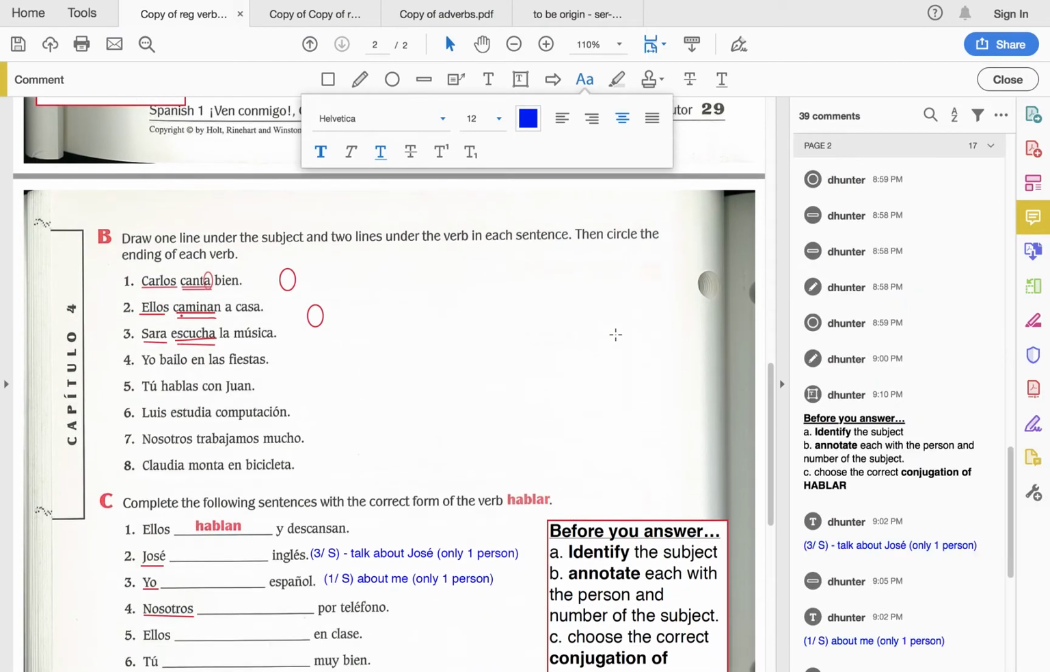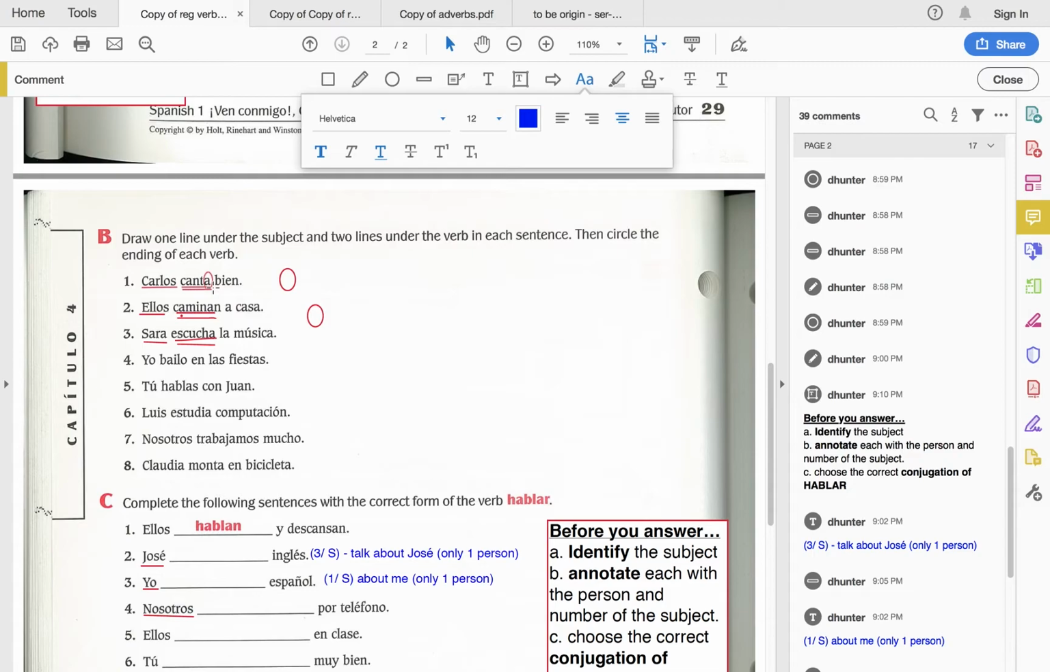Now with that in mind, we're going to jump into some practice. Part B is where you should for sure begin your practice. Part A is optional. Draw one line under the subject and 2 lines under the verb, just like it said before in part A, but now we're doing so in Spanish. So we have here Carlos, and then we have canta bien. Canta is the action that he's doing. Canta significa to sing, y Carlos es el sujeto. So tenemos una línea debajo de Carlos y 2 líneas debajo de canta.